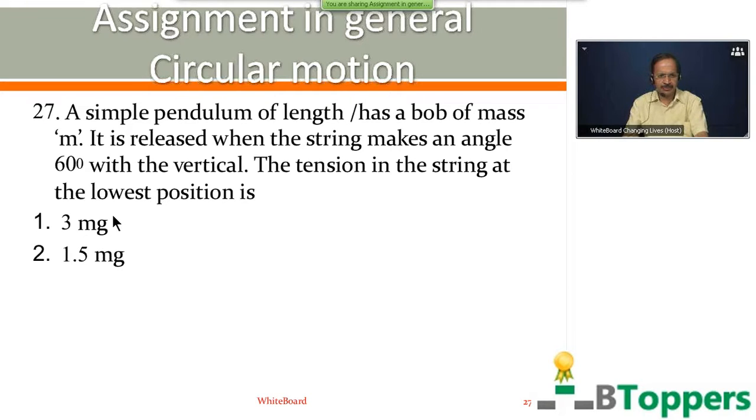There are 4 options I am going to show. First option 3 mg. Second option 1.5 times mg. Third option 2 mg. Fourth option 2.5 mg. Come on, take a pause and try the problem.